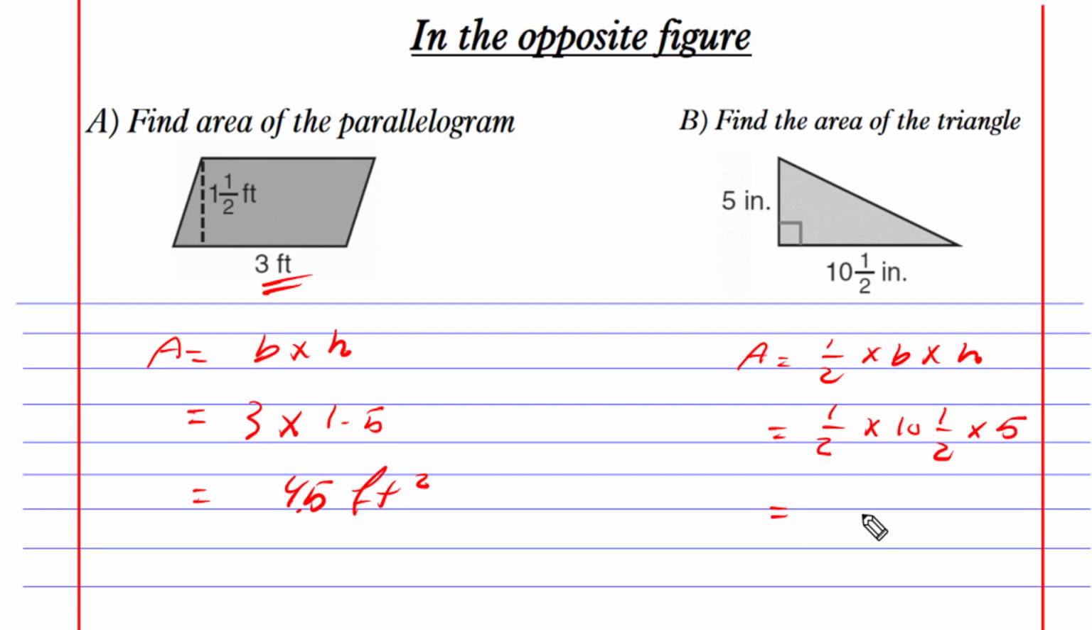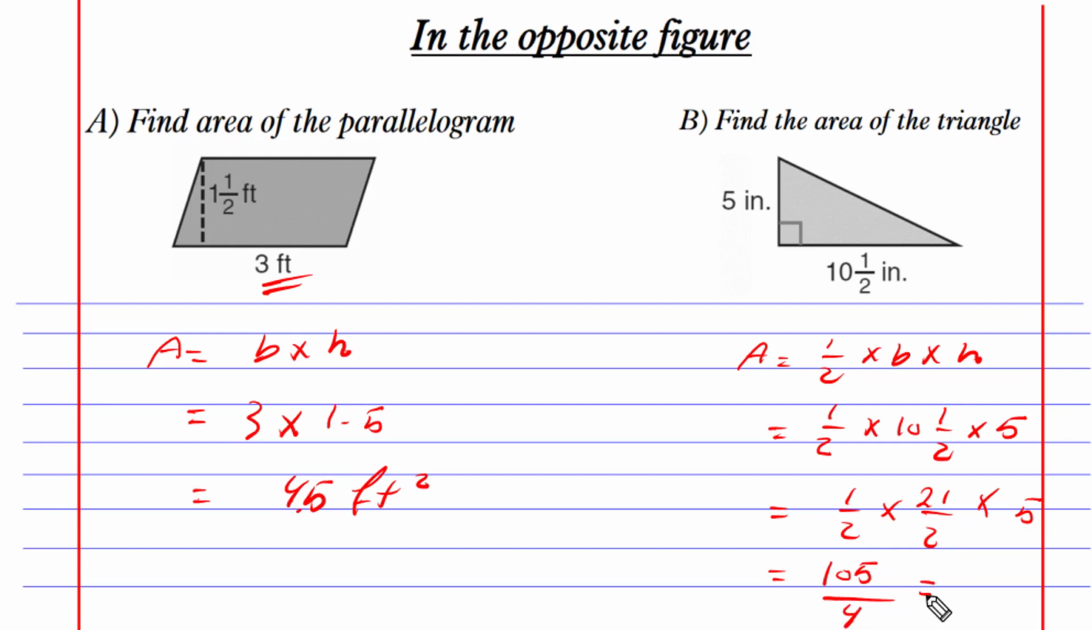Now we can simplify. 1/2 times 10 and 1/2, we can write it as an improper fraction. It will be 21 over 2 times what? Times 5. Now we can simplify. No simplification. It will be 21 times 5. 5 times 1 equals 5. 5 times 2 equals 10. Now it will be 105 divided by 2 times 2 equals what?